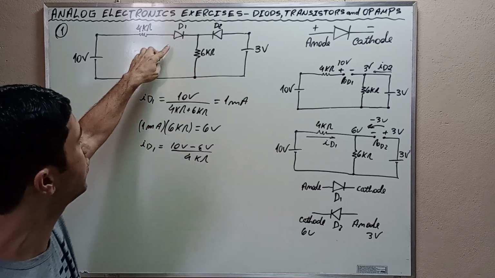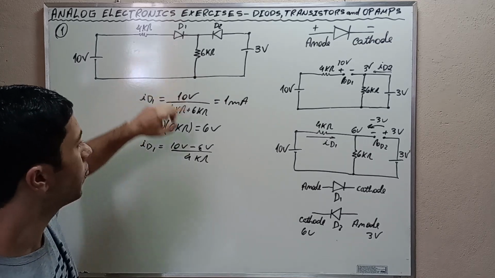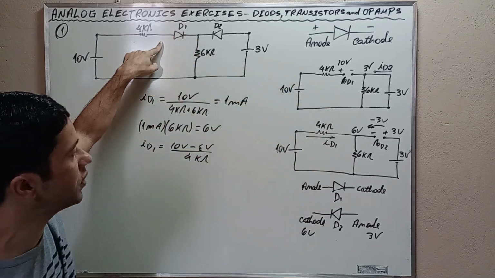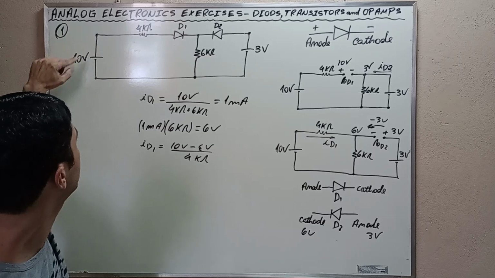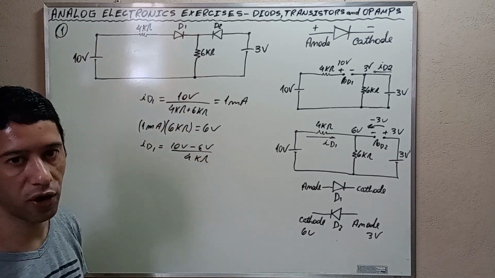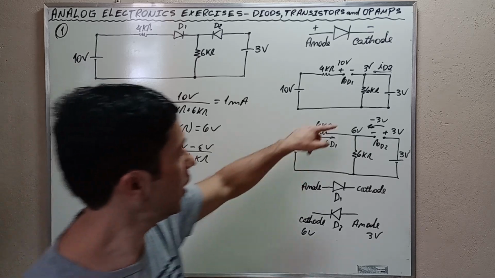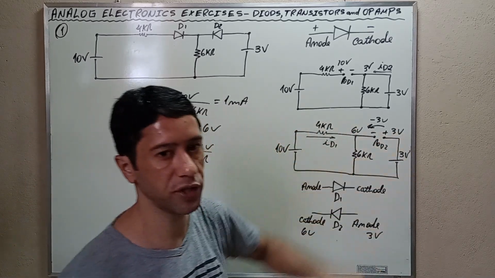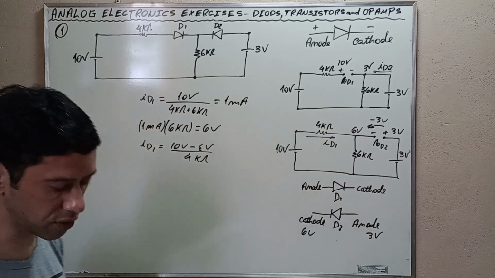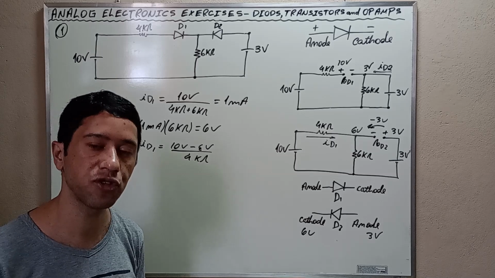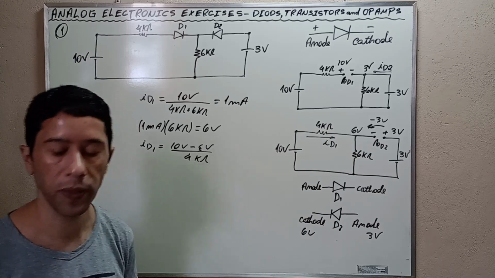In the case of D1, the anode is higher in potential than the cathode, because here is 10 and here is 6. But for diode D2, here is 6 and here is 3. The opposite should be true for conduction. So this is all for exercise number 1. Let's go to exercise number 2.